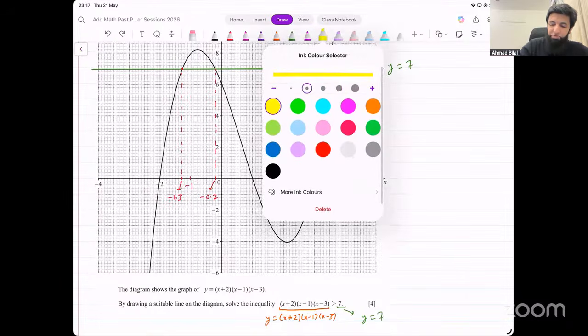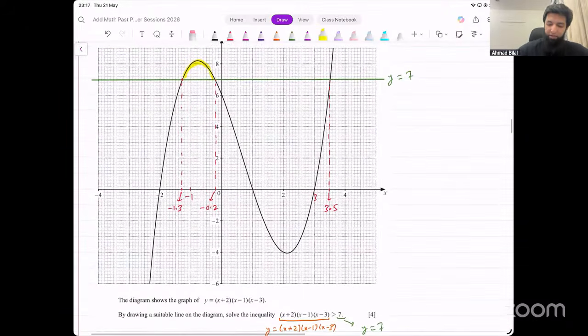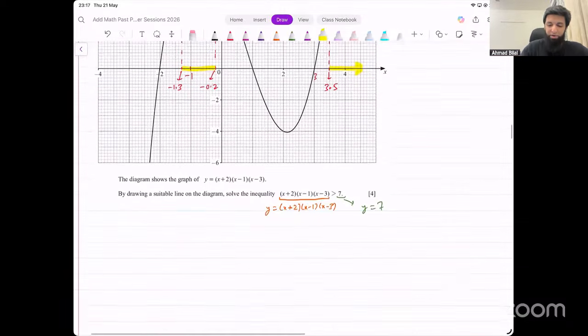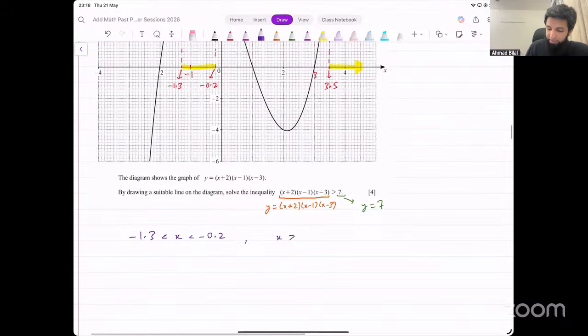So let's see which regions are they. This is one region where the curve is above the line, and this is another region. So on the x-axis, we could say between -1.3 and -0.2, or to the right of 3.5. So the final answer that you would write based on that would be -1.3 is less than x, which is less than -0.2. So x is between -1.3 and -0.2, or you write a separate inequality, or x is greater than 3.5. And that will be your final answer.